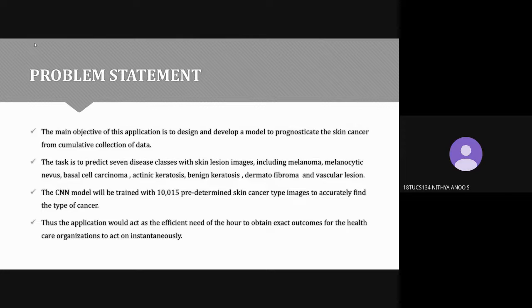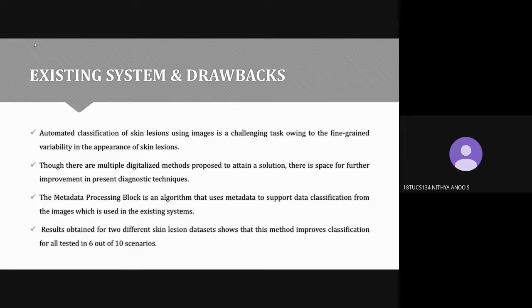We have taken a data set of about 10,015 images, which is used to train and classify the images based on the 7 classes. So this is the problem statement. The existing system, the base paper implementation I'm talking about, has an algorithm known as a metadata processing block, wherein along with the skin lesions they use the metadata, the other parameters that the user would have keyed into the data set, to classify the disease.